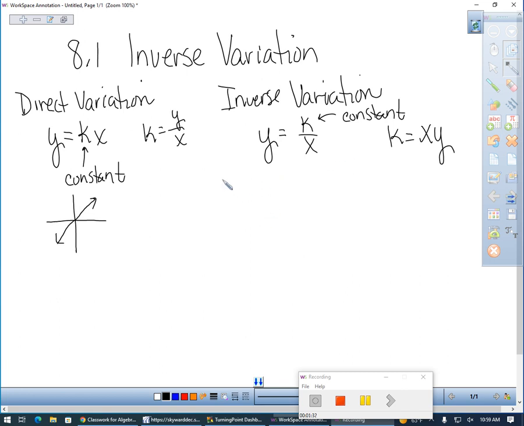The one thing I want to remind you of when it comes to an inverse variation, we always said direct variation, as one increased, the other one increased, or as one decreased, the other decreased. With an inverse variation, they work opposite. So as one variable increases, the other decreases.